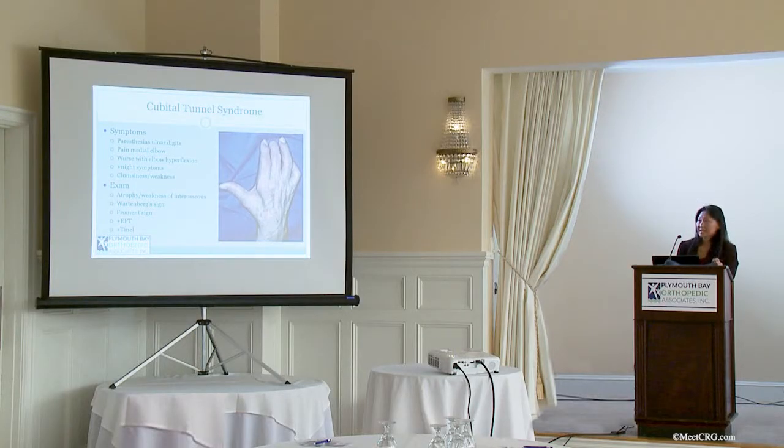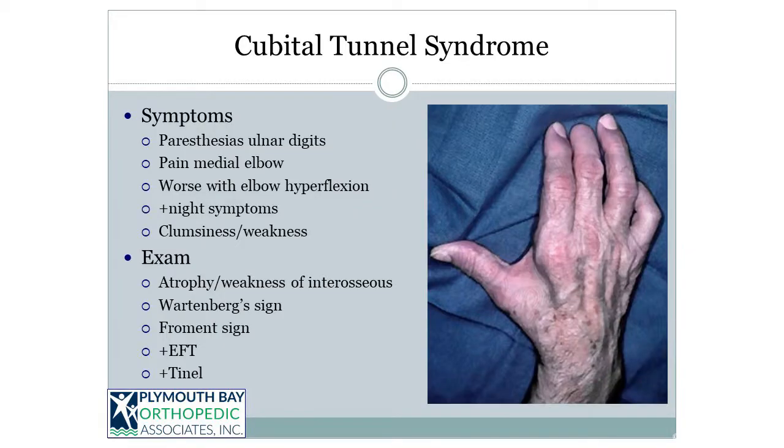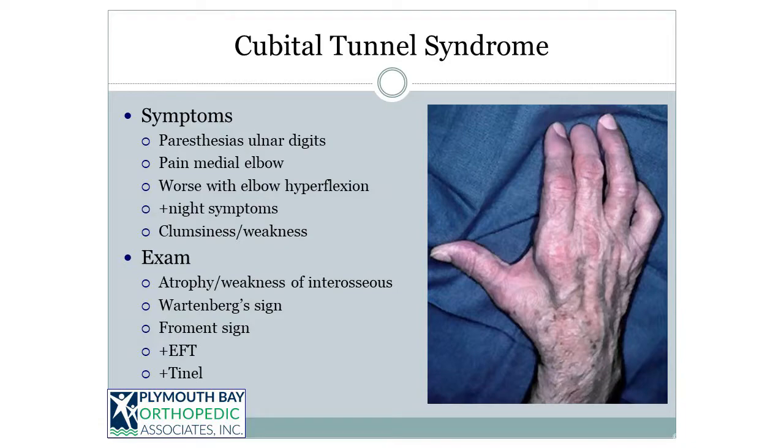So symptoms from cubital tunnel are listed here. It's going to be the numbness and tingling in that ring and small finger. Some people will have pain in the medial elbow. The symptoms are worse when you hyperflex the elbow, and the reason for that is because you're putting more traction on that nerve. A lot of people will have night symptoms, and this is because a lot of people will sleep with their arms curled up. And then as it progresses and it starts affecting the intrinsic muscles, then you start getting some clumsiness and weakness in the hand. So on exam, this picture kind of depicts a severe case because you will notice atrophy within those intrinsic muscles.